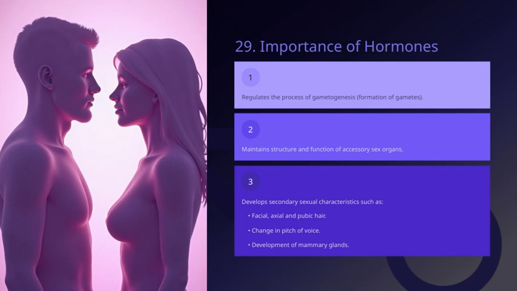Furthermore, hormones help develop and maintain the structure and function of accessory sex organs, such as the testes, ovaries, and related structures, ensuring they work properly. They also regulate gametogenesis, which is the process of forming gametes, sperm in males and eggs in females, essential for reproduction. Overall, hormones are vital because they orchestrate these physical changes and reproductive functions, linking the development of secondary sexual characteristics to the overall process of human reproduction. They are truly central to our sexual development and reproductive health.